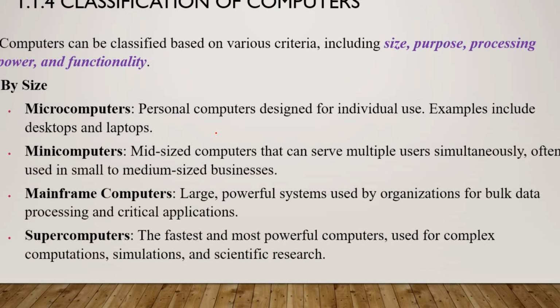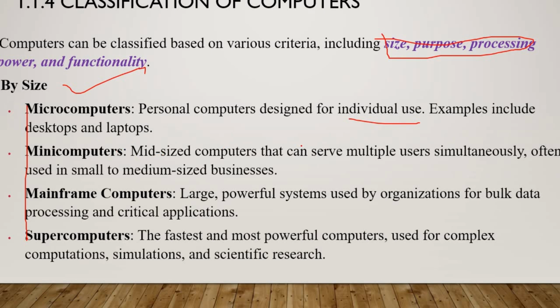So the other concept under this chapter is the classification of computers. One can understand the evolution and other characteristics. We can classify computers by three things, at least: by size, by purpose, and by processing. By size, we have micro, mini, mainframe computers, and supercomputers. Micro are personal computers for individual use. Examples include desktops and laptops.